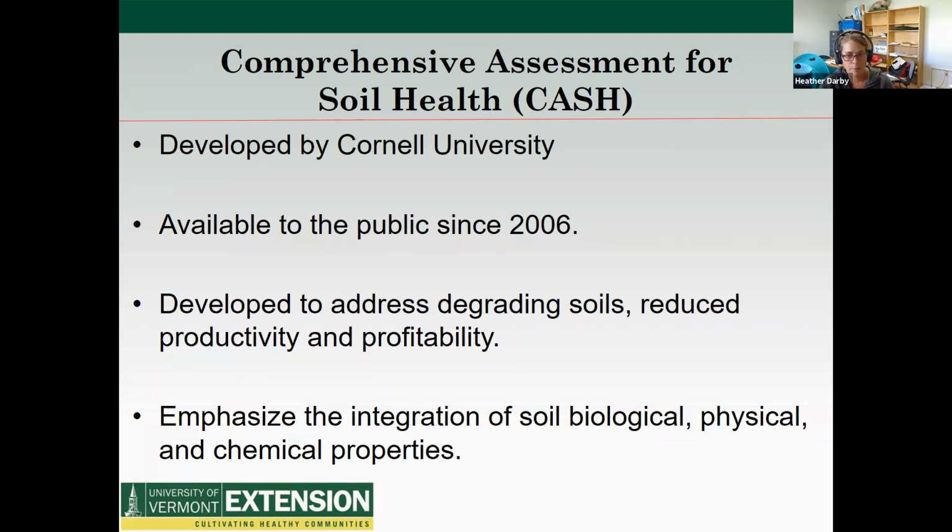So again, it was developed to address degrading soils and reduced productivity and profitability. And the whole point here was to emphasize the integration of soil biological, physical, and chemical properties. I probably don't have to tell this to this group, but prior to that, mostly all of our tests were focused on chemical properties. And so this was really new, bringing this to the forefront for the farming community in general.